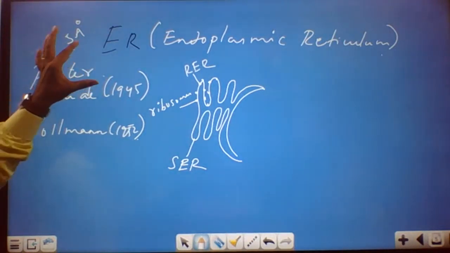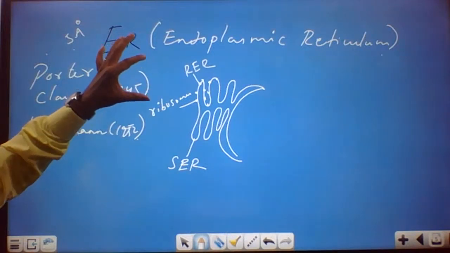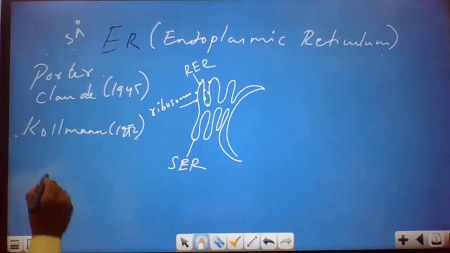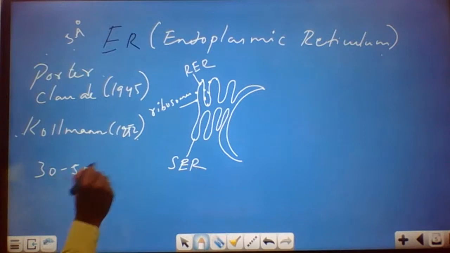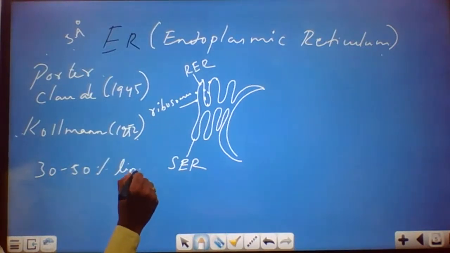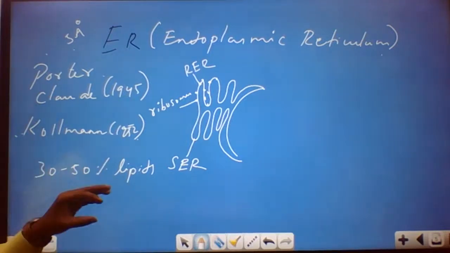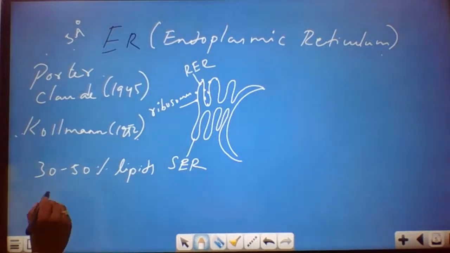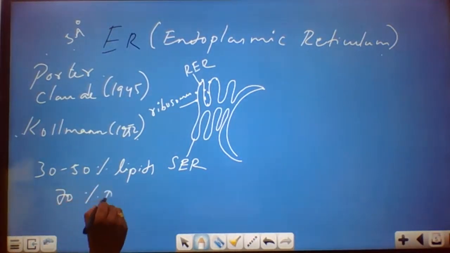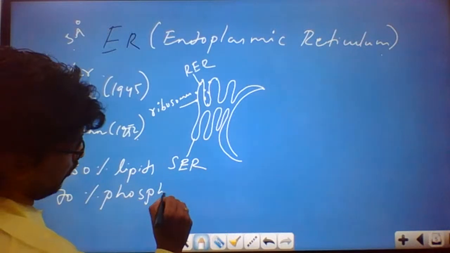What is the composition of the endoplasmic reticulum? It consists of 30 to 50% lipids, and the remaining 70% consists of a specific type, which we call phospholipids.